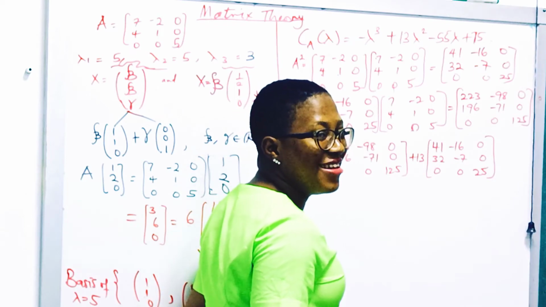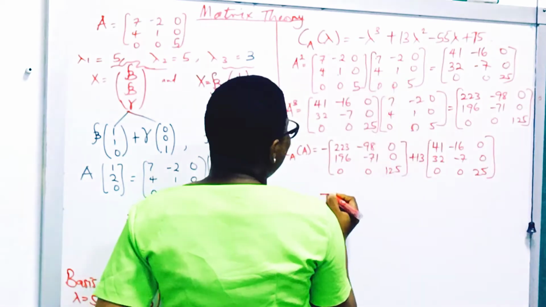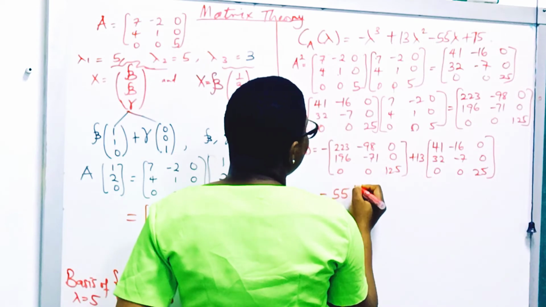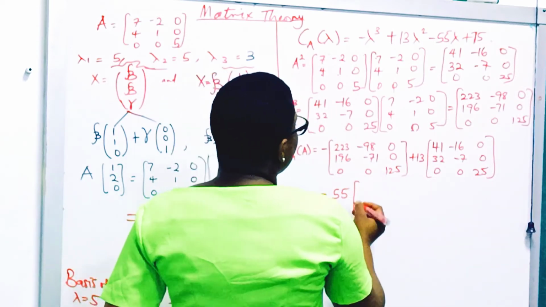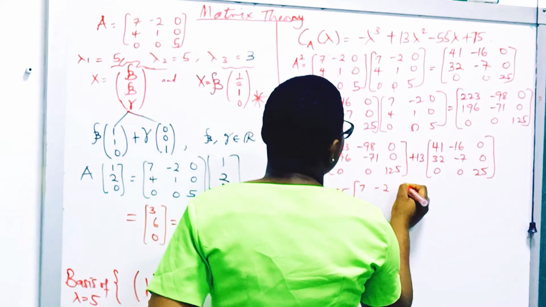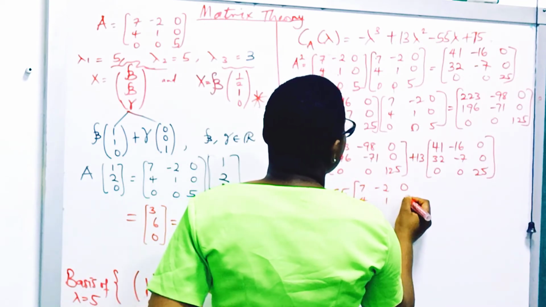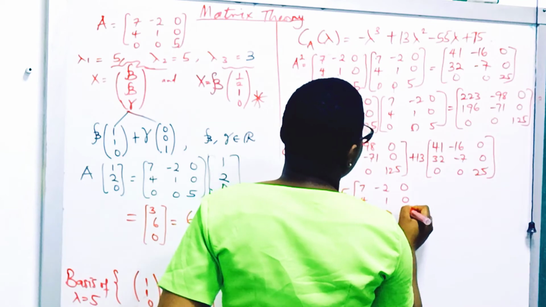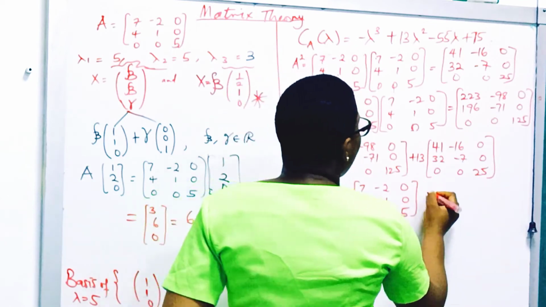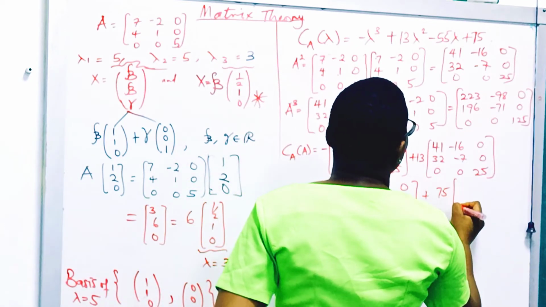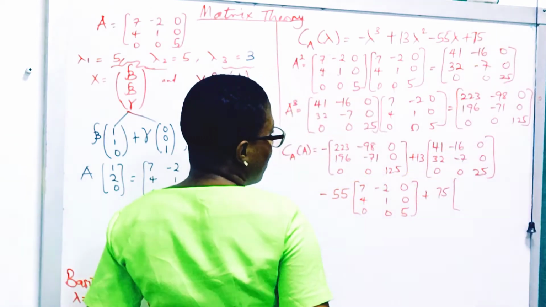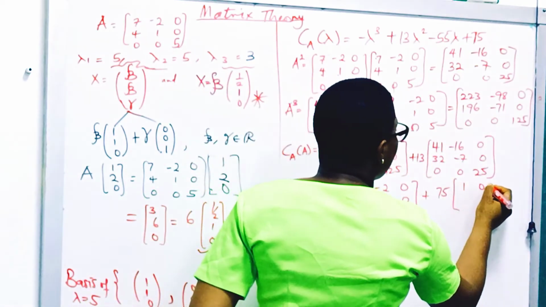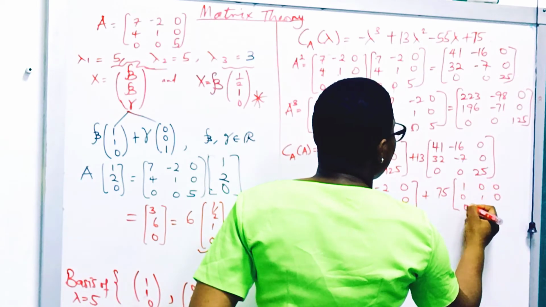This is 55, 7, minus 2, 0, 4, 1, 0, 0, 0, 5, plus 75 times the identity matrix. This is times 1, so times the identity matrix: 1 0 0, 0 1 0, 0 0 1.